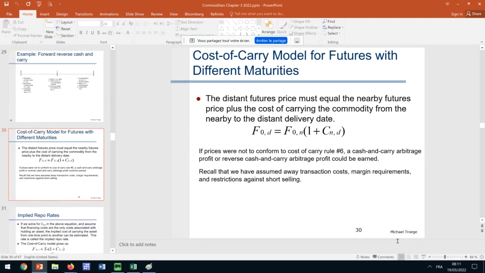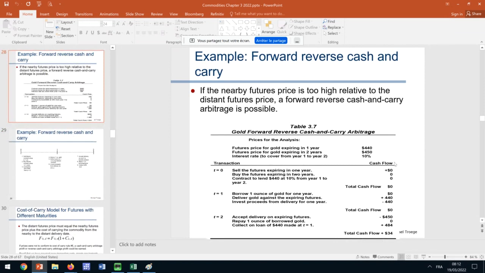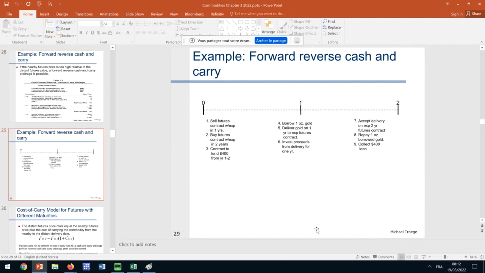So what is the conclusion from all of that? The conclusion is that if it's easy to store and it's easy to borrow and lend a commodity, and the prime example for this is precious metals or gold, then prices will adjust so that these operations will become unprofitable. Otherwise, somebody will take these operations, and that's going to move price in the direction that makes it unprofitable.